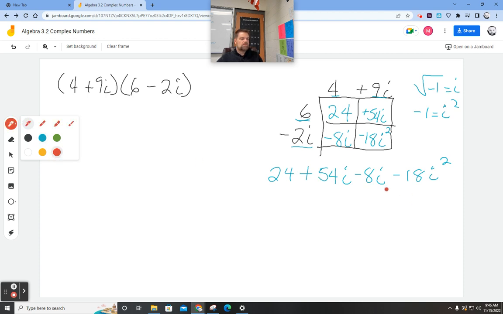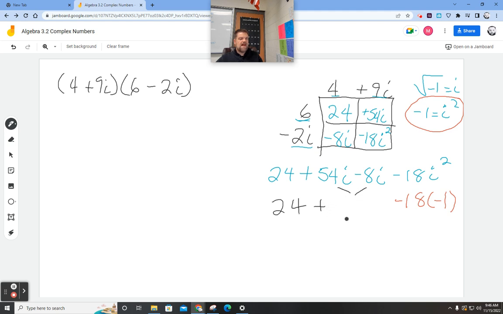Well, over here where I say negative 18, I'm going to substitute in negative 1 for i squared. Why? Because over here, I know that i squared equals negative 1. So when I do that, everything else kind of stays the same for now. But I can combine these i values.